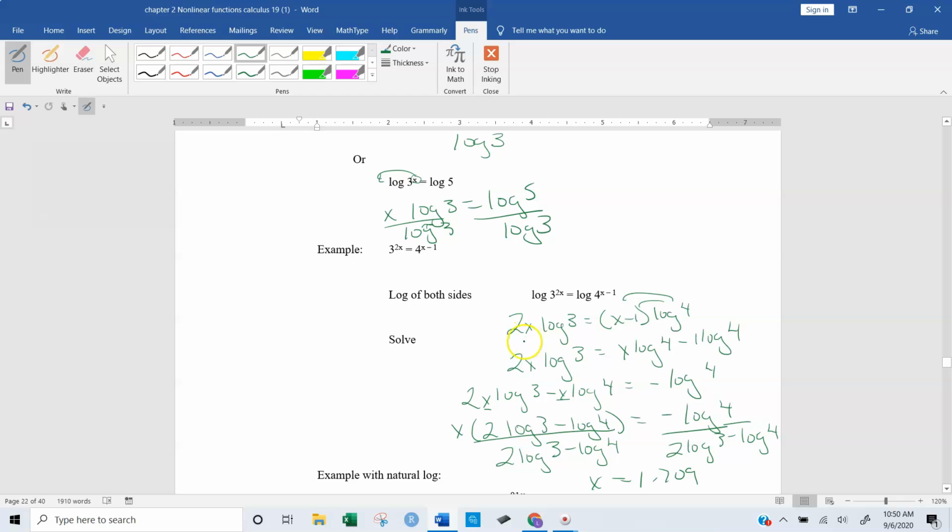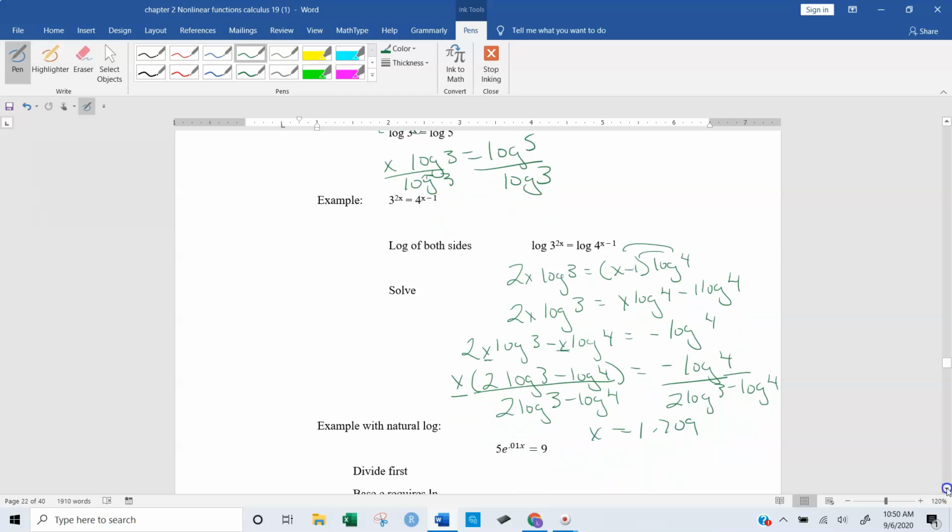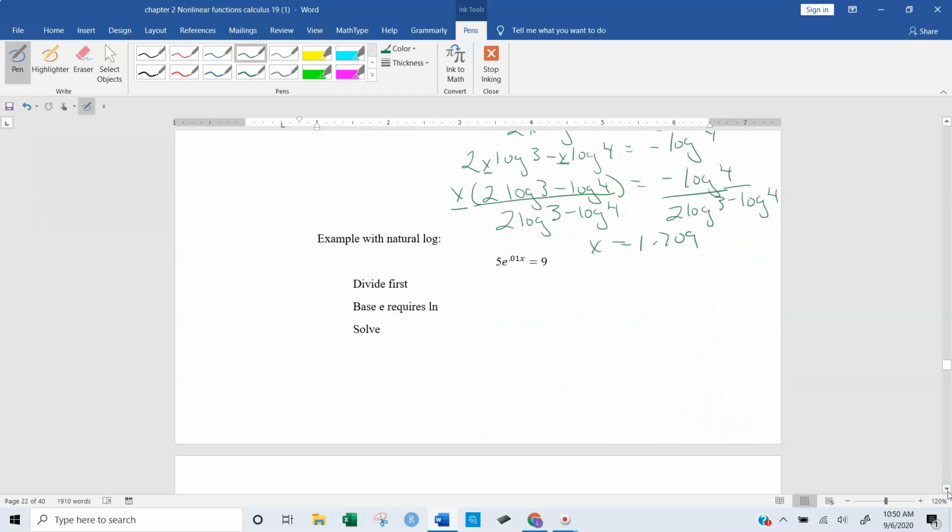You always put the x's on the same side of the equation. You factor out what they have in common, and you divide. Nothing different, just a little more complicated. So just watch your negatives and be careful.